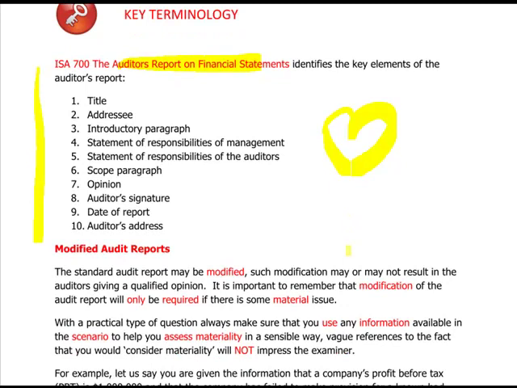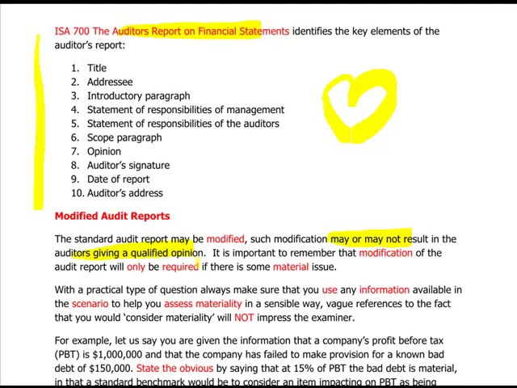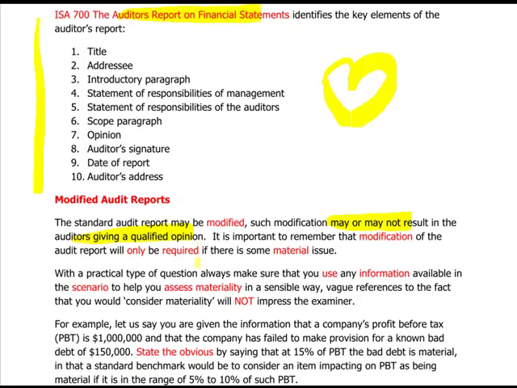Modified audit reports. A standard audit report may be modified. Such modification may or may not result in the auditor giving a qualified opinion. It's important to remember that modifications of an audit report would only be required if there is some material issue. So in P7, it's very important that you actually work out whether something is material. How do you do that?